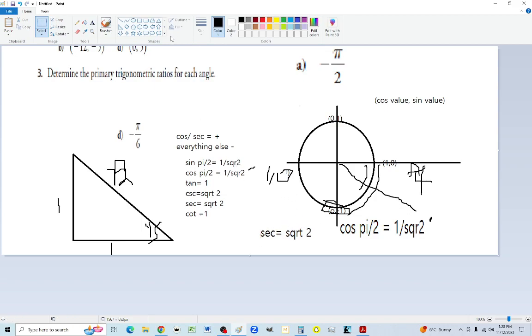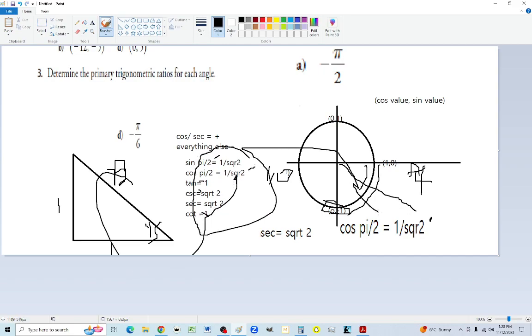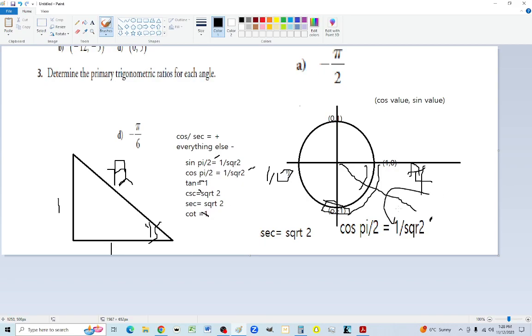But everything else will be negative. So you just slap a negative under sine. Tan, you slap a negative. Cosecant, you slap a negative. And cotan, you slap a negative. Because we're in quadrant 4, where only cosine and secant are positive. So you just use your special triangle. You find your values. And then you slap the appropriate positive or negative in based on the quadrant you're in. That's why we're learning the CAST system.